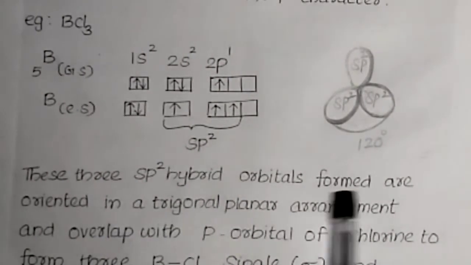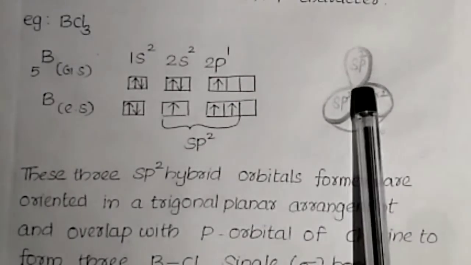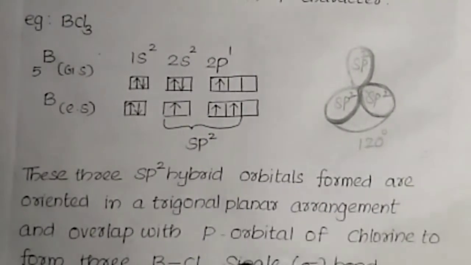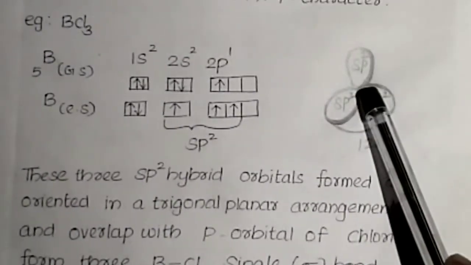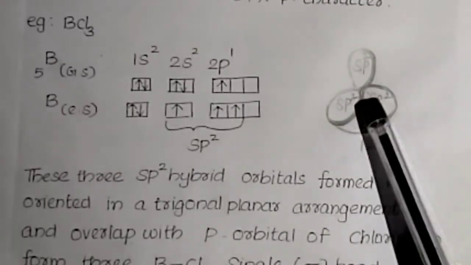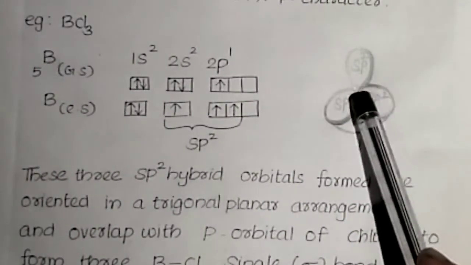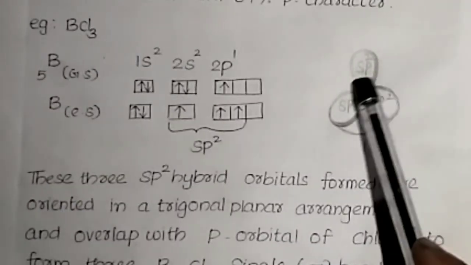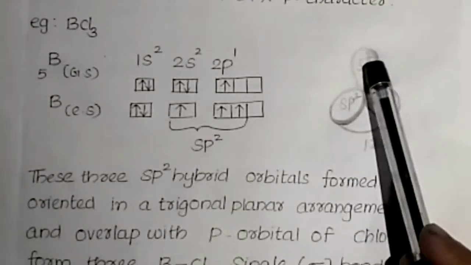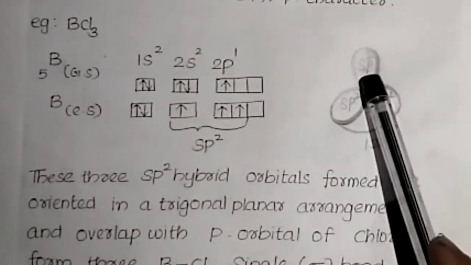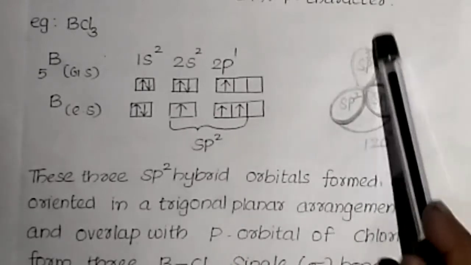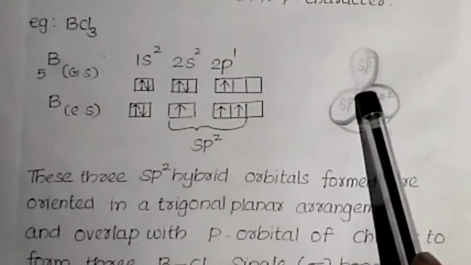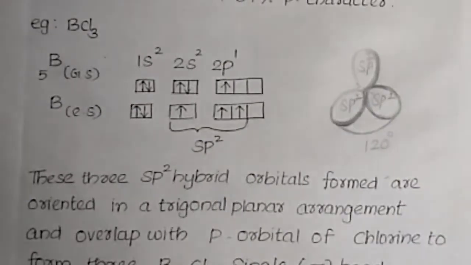These three sp2 hybrid orbitals are oriented in a trigonal planar arrangement and overlap with a p orbital of a chlorine atom to form 3 boron chlorine sigma bonds. This is boron, then 3 sp2 hybrid orbitals. These 3 sp2 hybrid orbitals axially overlap with the p orbital of one chlorine atom each, to form 3 boron chlorine single bonds.